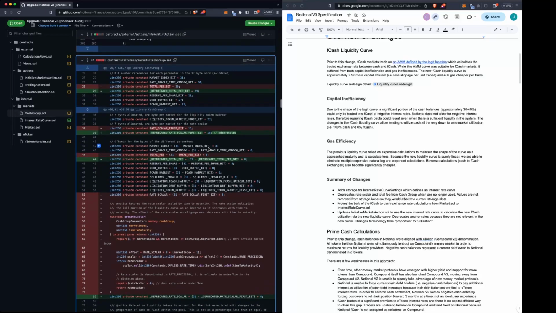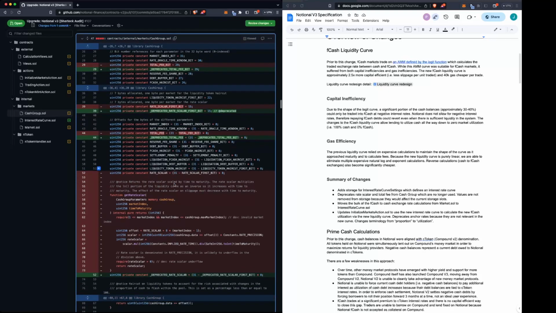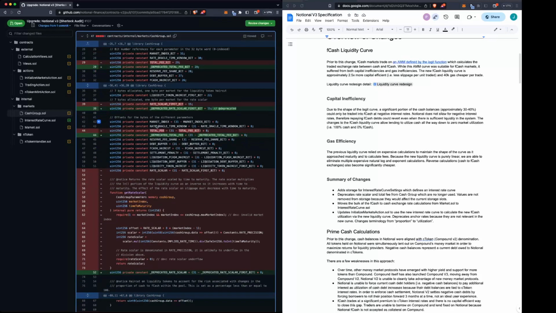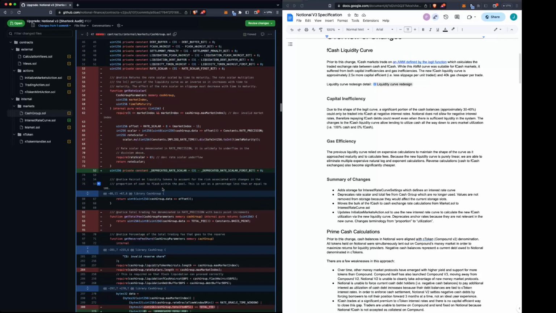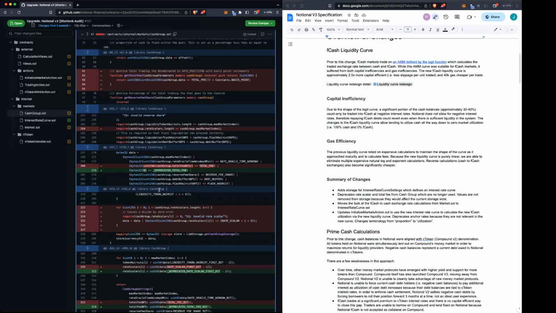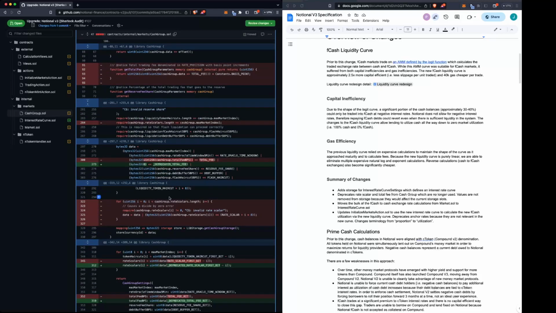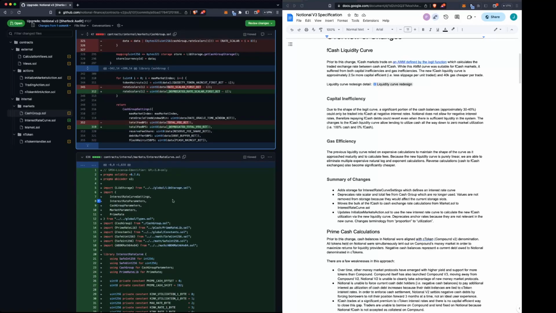To take you through some other changes here, cash group. Cash group in Notional V2 and Notional V3 defines a number of parameters for Fcash in a given currency. Largely, those parameters aren't changing, but the ones marked as deprecated here are just no longer relevant in the new liquidity curve definition. So this should be reviewed, but it's more the removal of deprecated code than actual additional functionality.